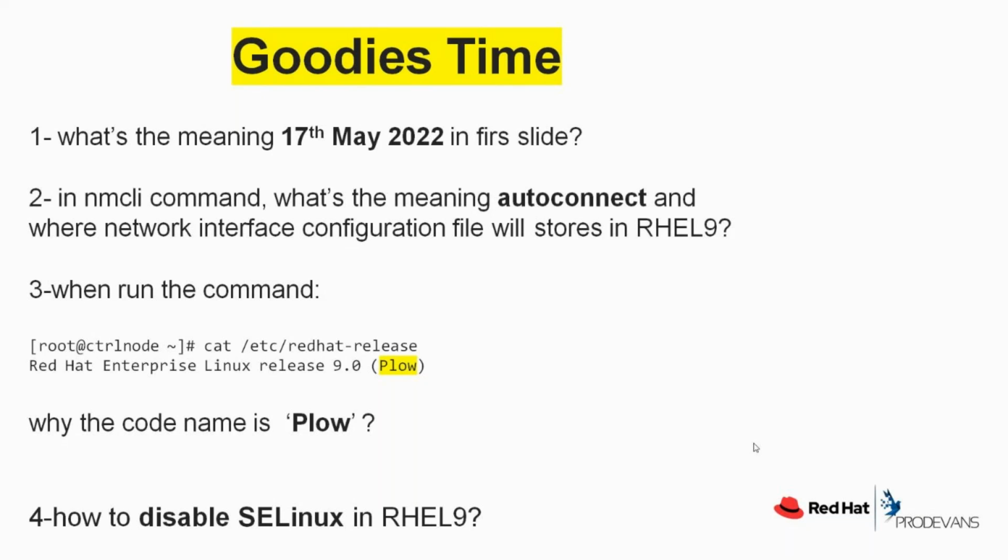What is the second half? Where is the configuration saved? Means where will the interface configuration file be saved in RHEL 9? System config, system connection. Correct? No. Why?